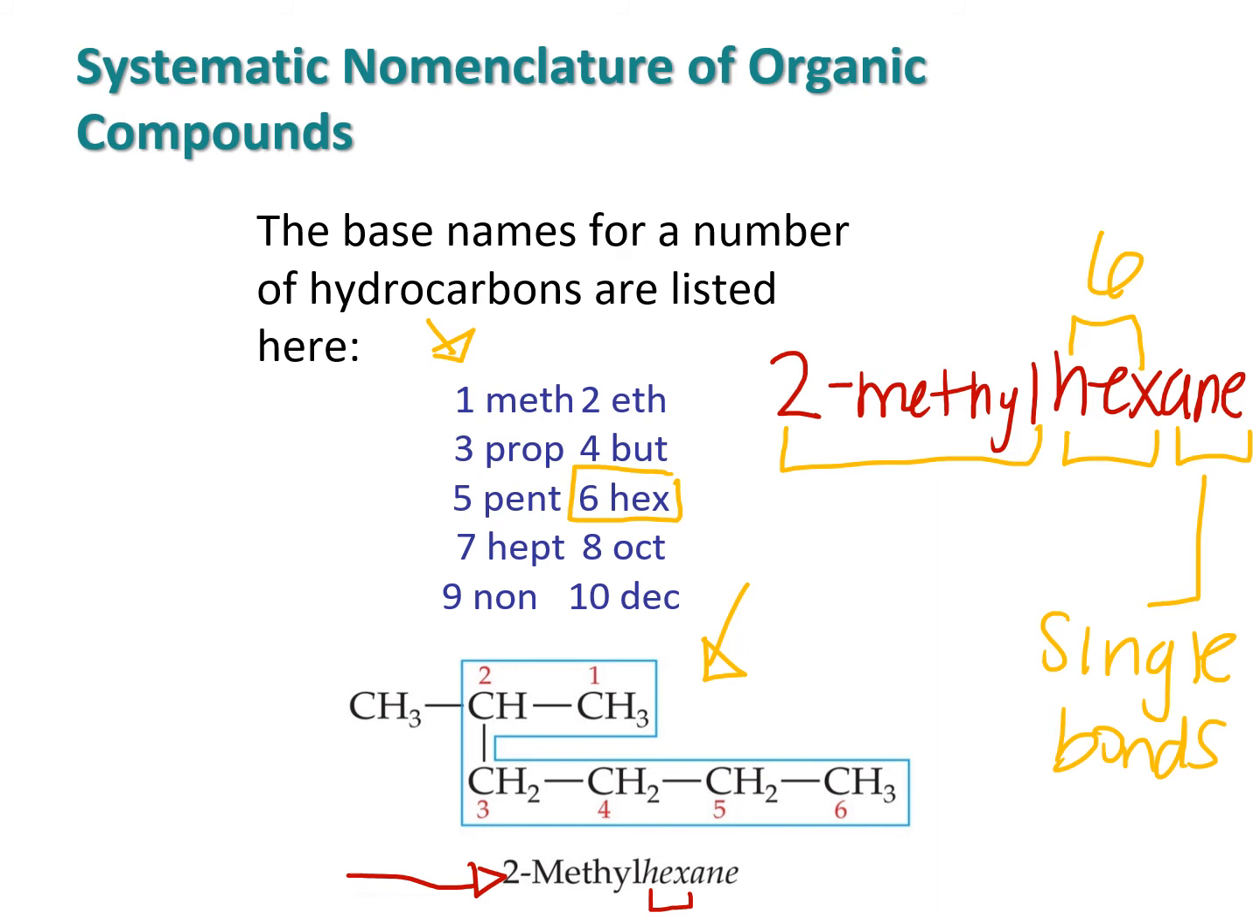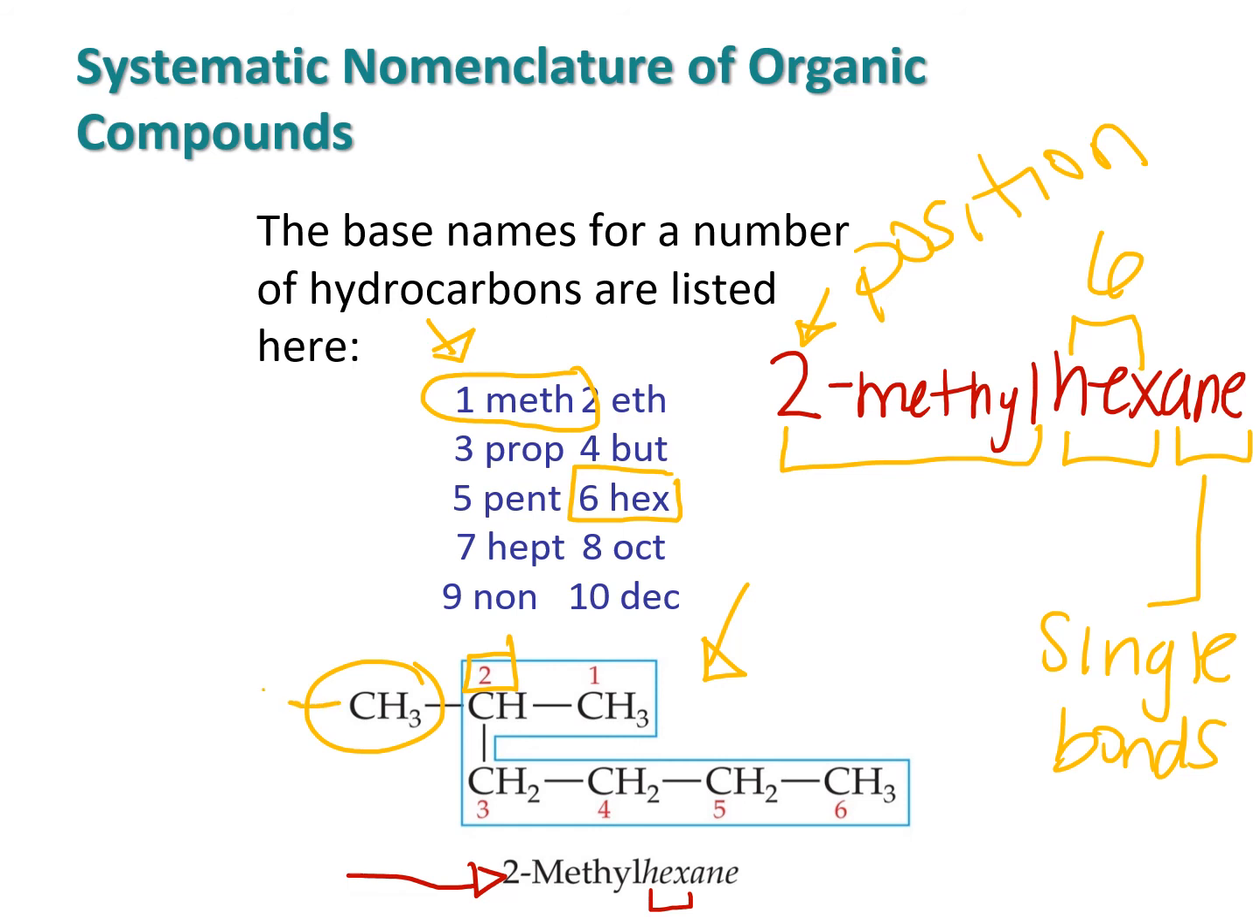And then the first part, which we're getting to last, is adding in that information about your group. And that goes all the way at the front of the name. So we have 2-methyl. And the 2 right here tells you the position of where this group is on the chain. So it's on carbon number 2 of the longest chain. And then the methyl tells me that I have a group that has a carbon with just 1 in it.